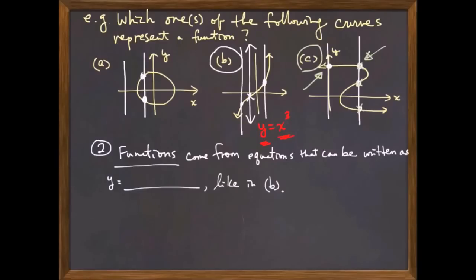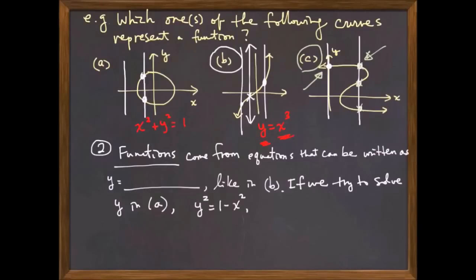But in part A, which corresponds to a circle equation, say for example x squared plus y squared equals 1, if we were to try to solve for y in part A, we would get something like the following. Well, y squared equals 1 minus x squared, and then we have to take the square root of both sides. But when we take the square root, we get plus or minus, which means that I have to write y as plus or minus the square root of 1 minus x squared.